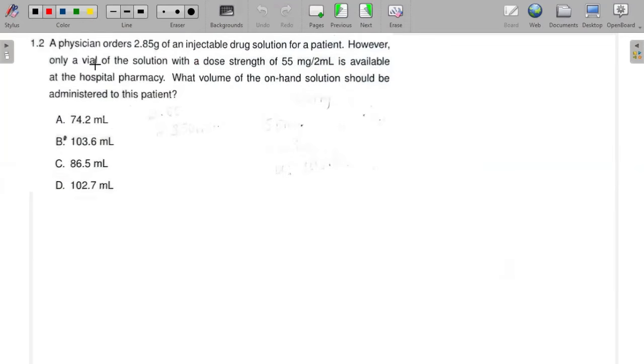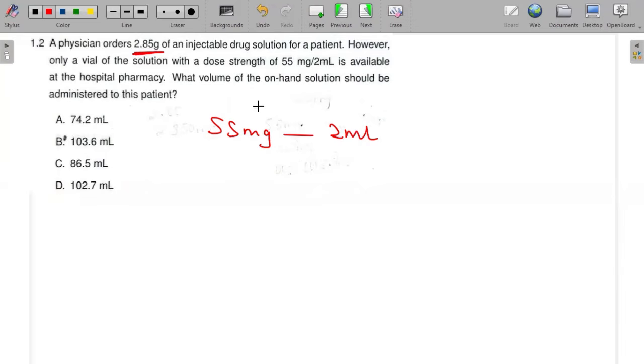Question 2, they're saying a physician orders 2.85 grams of an injectable drug solution for a patient. However, only a vial of the solution with a dose strength of 55 milligrams per 2 milliliters is available at the hospital pharmacy. What volume of the on-hand solution should be administered to this patient? Here we have this mass and want to find a suitable volume for it.